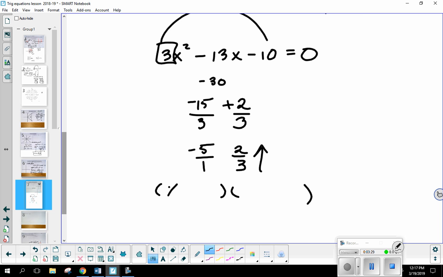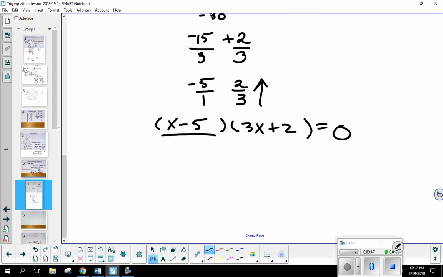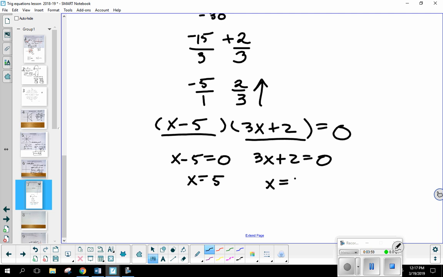So this would be 1x minus 5. What would the other one be? 3x minus 2, equals 0. And you guys remember yesterday I was showing you a property where if you're multiplying items and they equal 0, how would I solve this? The zero product property. That is exactly right. Take the first one, set it equal to 0. Take the second one, set it equal to 0. So x equals 5. Subtract the 2, divide by 3. So there we go.